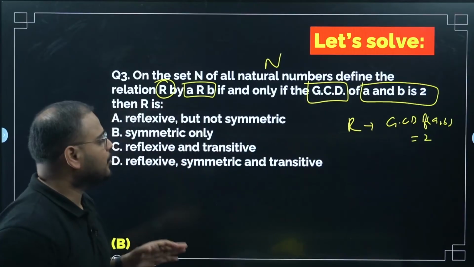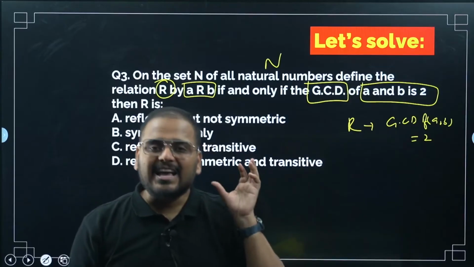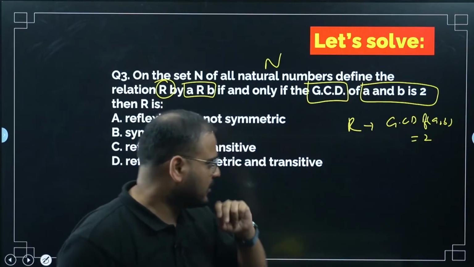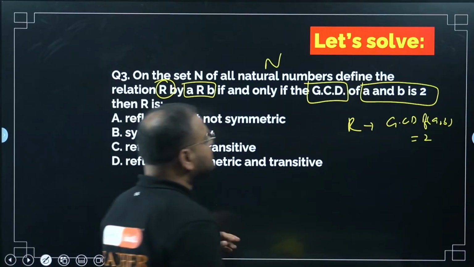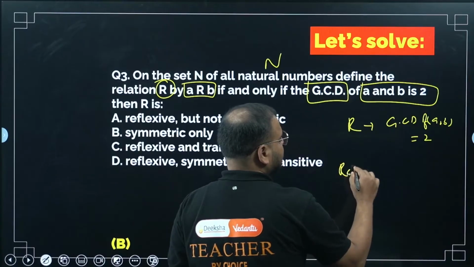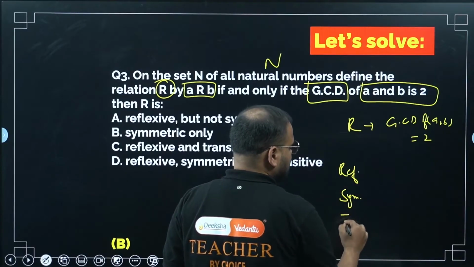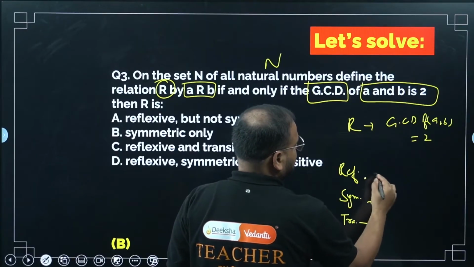I hope you understood the relation. It means if I have two numbers A and B, the highest common factor or greatest common divisor has to be 2. This is clear? Chaliye. Now we have to check for reflexive, symmetric. So we'll make a list again. First is reflexive, second is symmetric, third is transitive. Chaliye, let's do it.